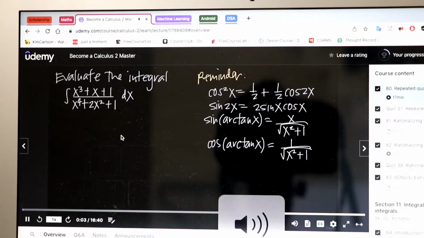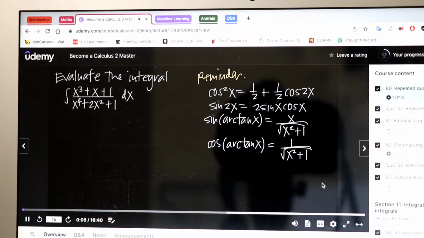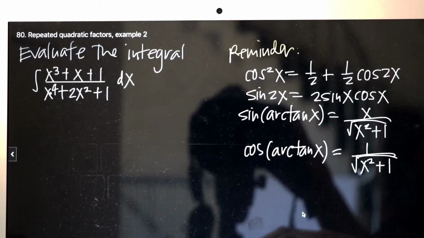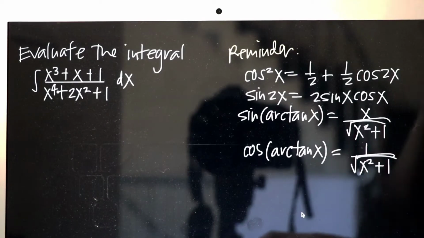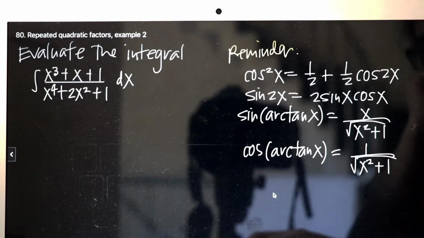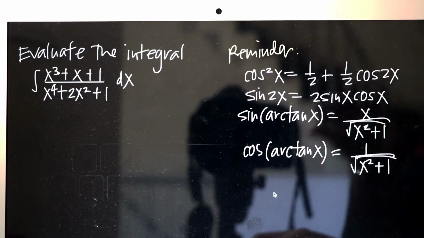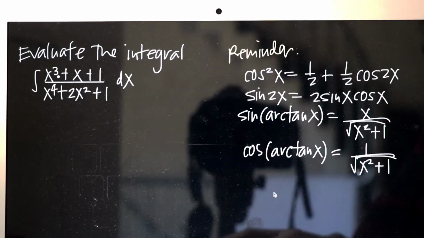Problem, and this one is going to be a repeated quadratic factors problem. We've been given the integral of x cubed plus x plus 1 divided by, that's already taken care of. We have x to the fourth in the denominator, so 4 is our largest degree. We have x to the third in the numerator, 3 is our largest degree there, so the degree of the denominator is greater than the degree of the numerator. So that part's taken care of.